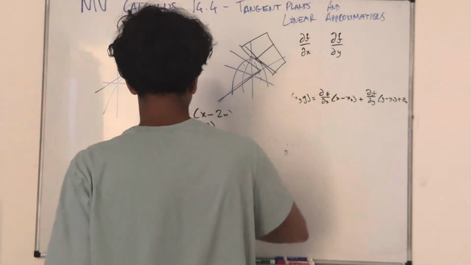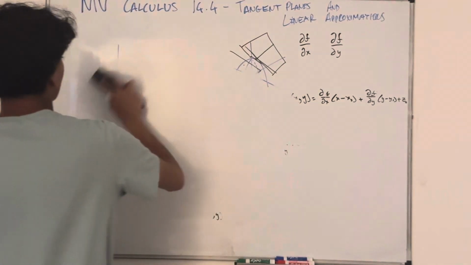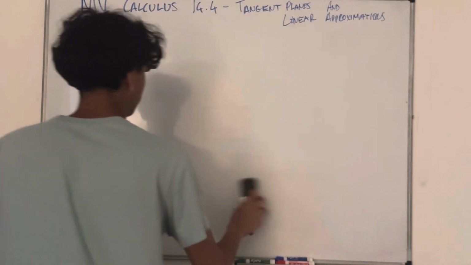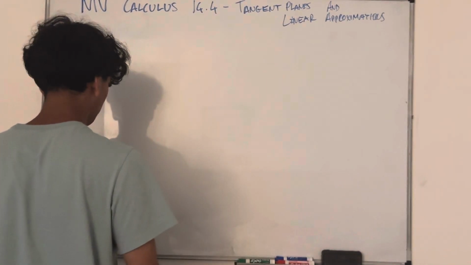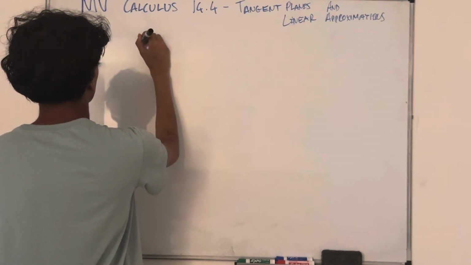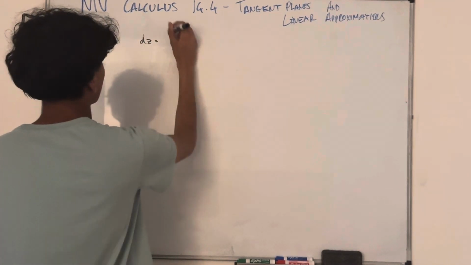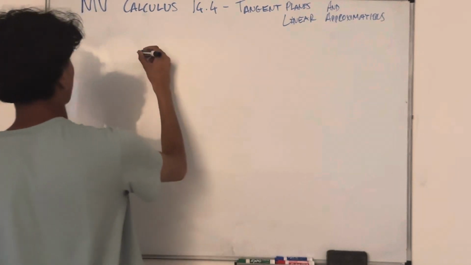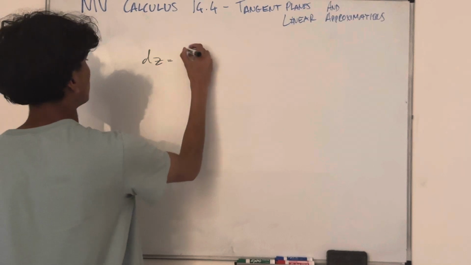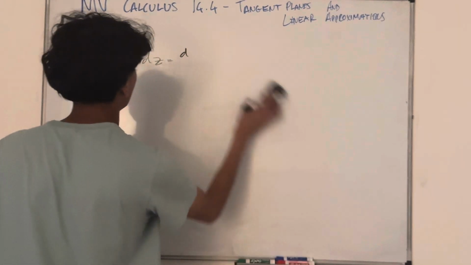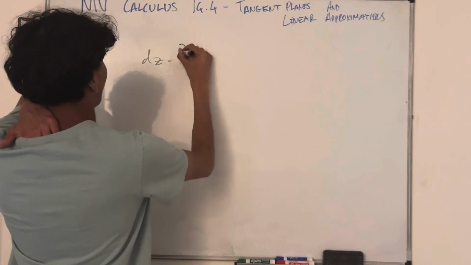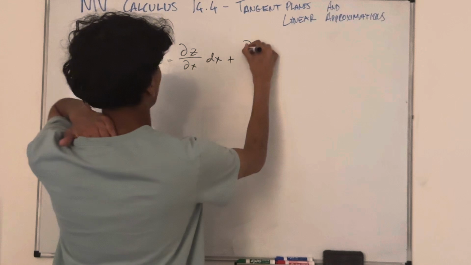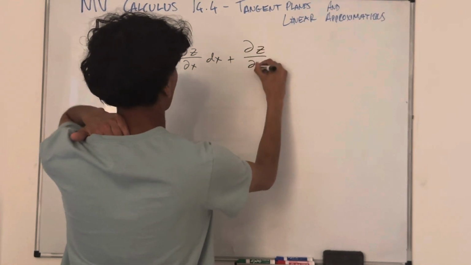Another concept that's just kind of tied to this whole idea is something called the differential. So there's this thing called the differential of a function. So if I think about the differential dz, it will equal partial z partial x times dx plus partial z partial y times dy.